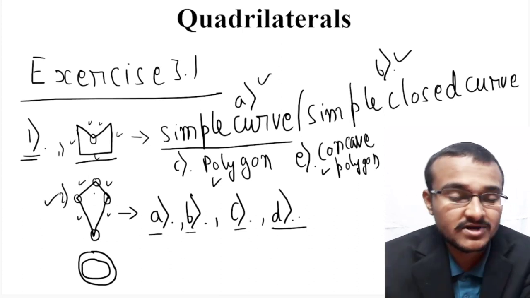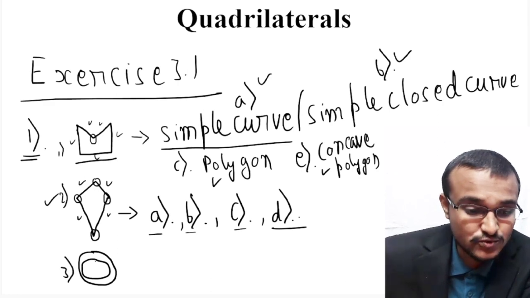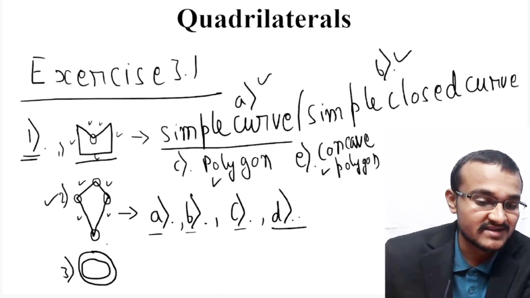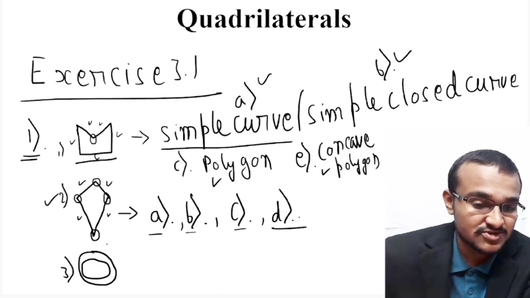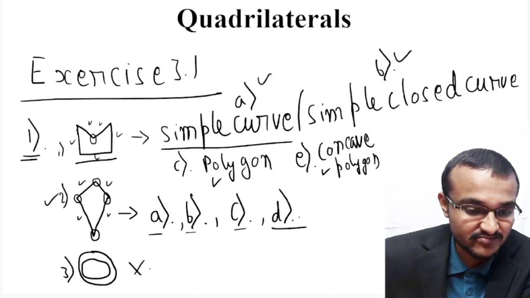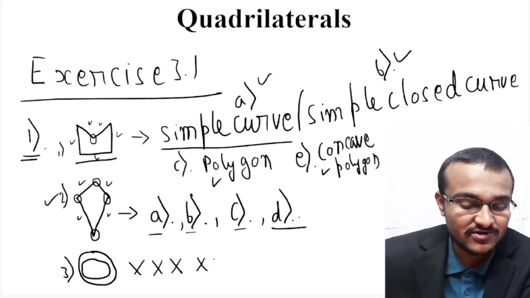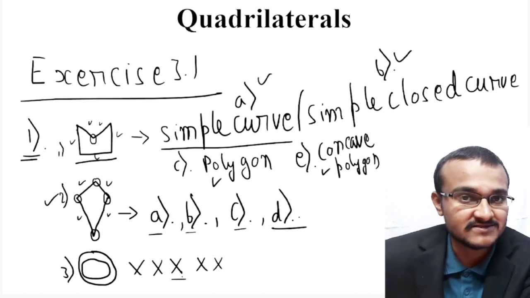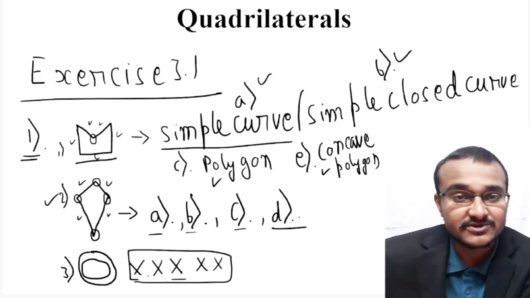So coming to the third figure, you can see there are 2 circles which are imposed on each other. So here this is not a simple curve because there are 2 figures. So this cannot be a simple curve, this cannot be a simple closed curve, this cannot be a polygon because there are no line segments in it, and this cannot be a convex or concave polygon because it is not a polygon in the first place. So none of the options will apply for this third figure.